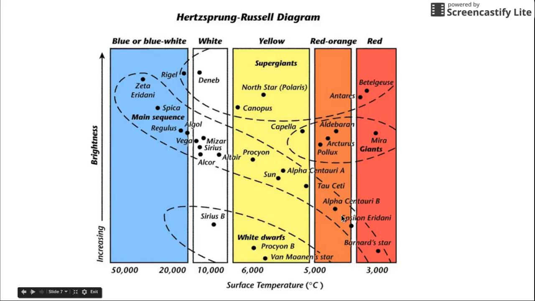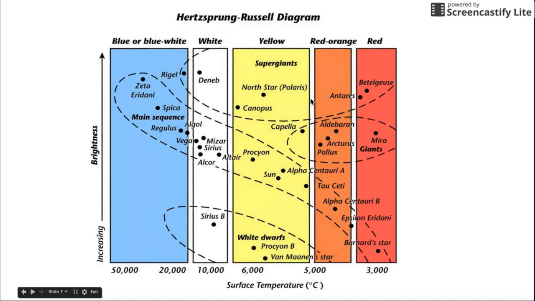So one thing you'll notice is that they have these dotted lines. Within this dotted line down here is all white dwarfs. Within this dotted line is all main sequence or protostars. And then we have our giants and our supergiants.